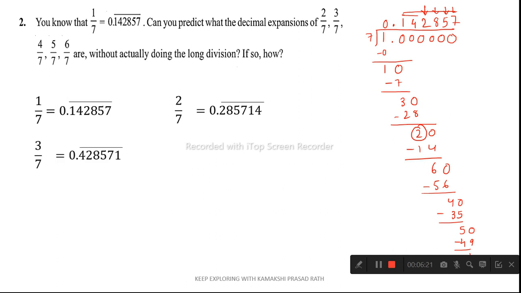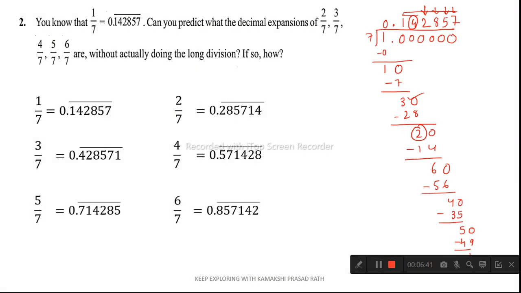Similarly, for 3 by 7, now you can see here, where is the remainder 3? The remainder 3 comes after the first step only. So just after the first step, that is, we'll start from 4. So 4, 2, 8, 5, 7, then again 1. So this is the way we can easily get all the values without dividing.